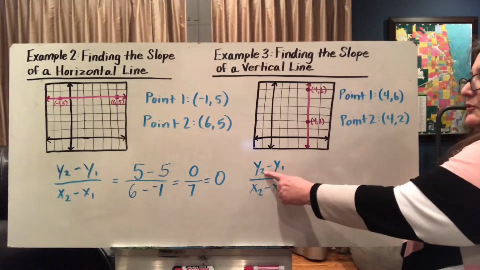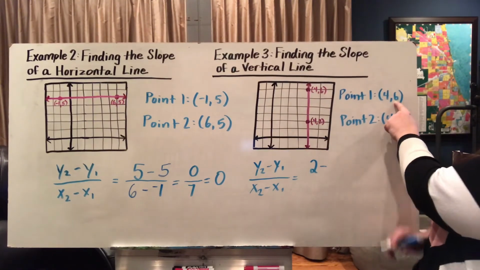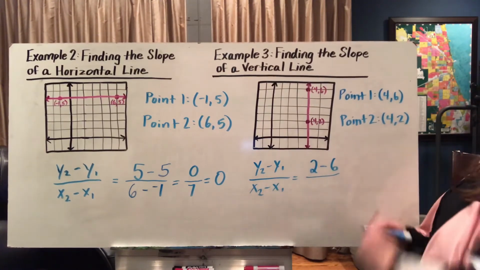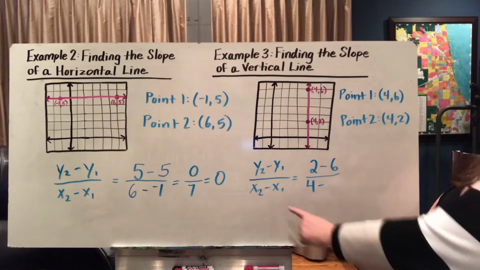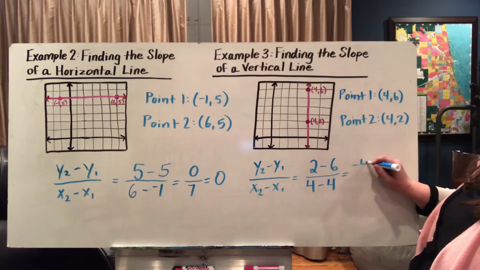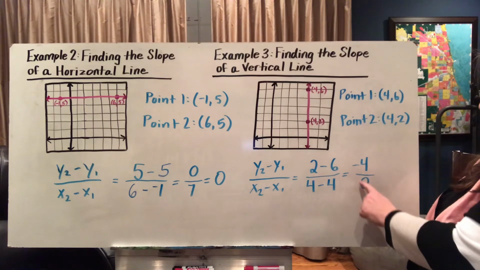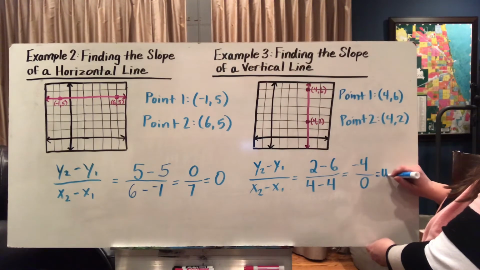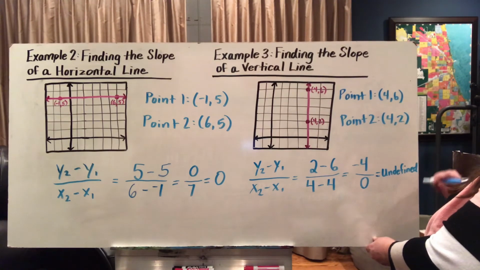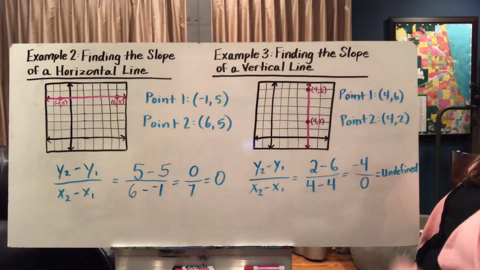So the y value from point 2 is 2. Minus the y value from point 1 is 6. The x value from point 2 is 4. And the x value from point 1 is also 4. So 2 minus 6 gives me negative 4, and 4 minus 4 gives me 0. I can't have anything out of 0. When this happens, our slope is what we call undefined. There is no such number out of 0. We can't have a denominator of 0. So a vertical line has an undefined slope.